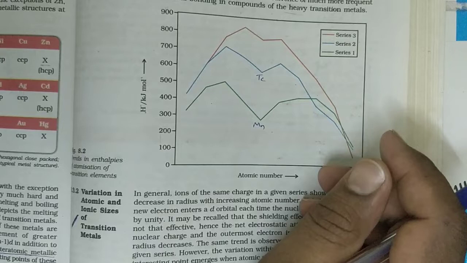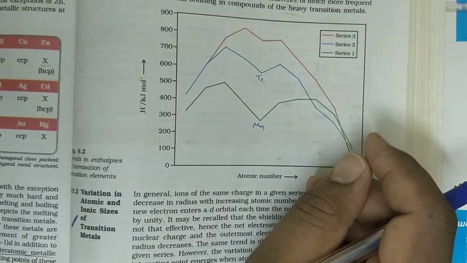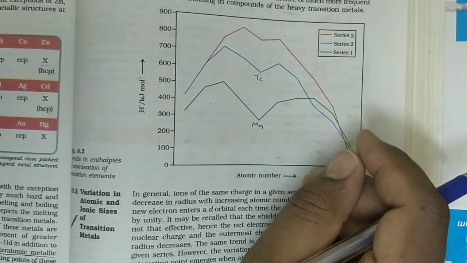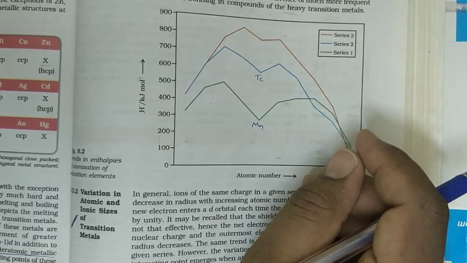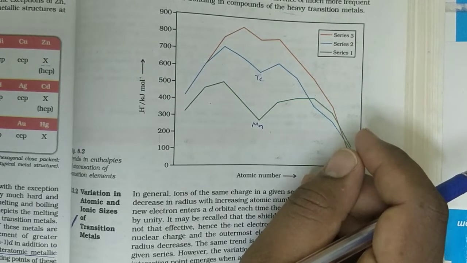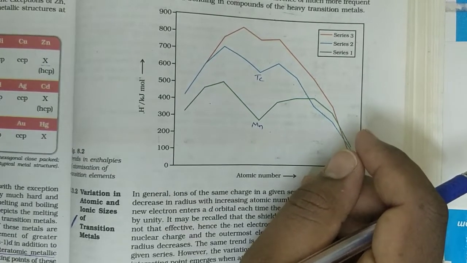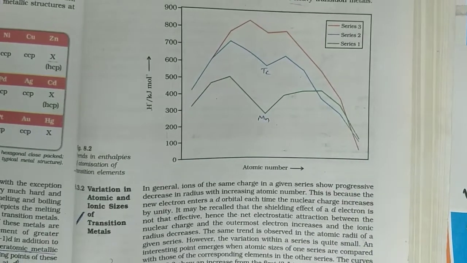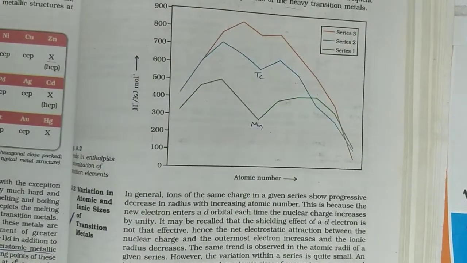From this we can conclude one thing: when the number of unpaired electrons increases, enthalpies of atomization also increase. When enthalpies of atomization increase, melting points automatically also increase, with the exception of manganese and technetium. That one we will see. I will give the explanation in the later classes.